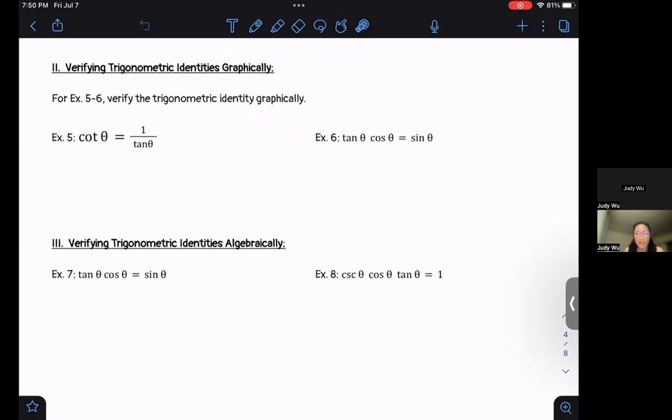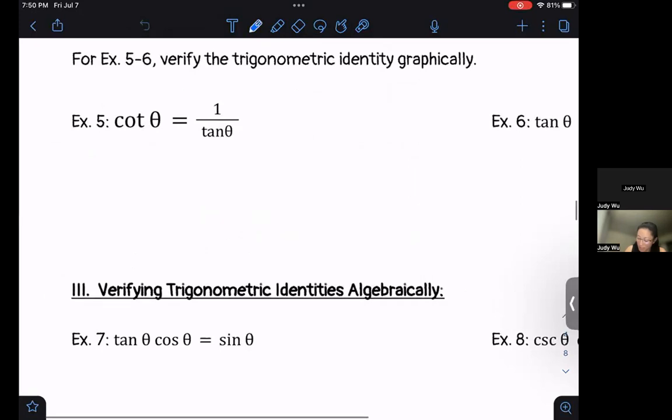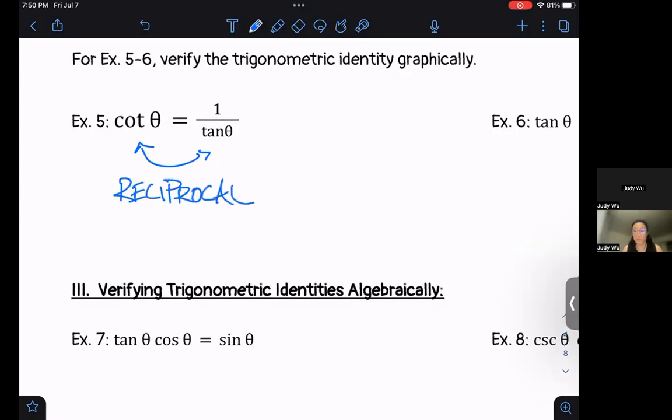And I'm going to show you a little bit on how to use Desmos because I think it's useful in case you don't know how to do it. And what I'm going to be doing, I'm going to graph cotangent theta. And then separately, I'm going to graph 1 over tangent theta, okay? Now, we know that this is true because this is one of the reciprocal identities, okay? So I've told you that this is true, but now I'm going to show you that it's actually true, okay?